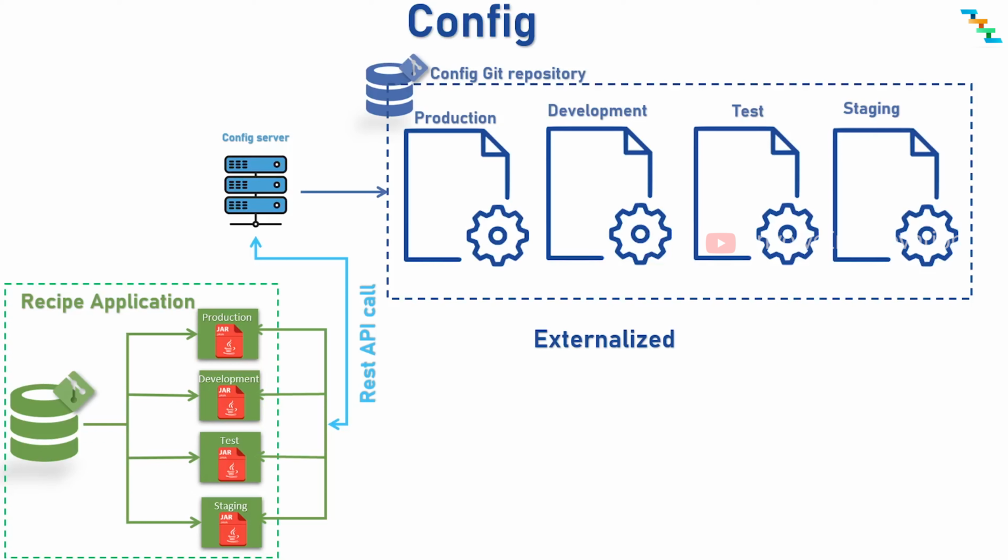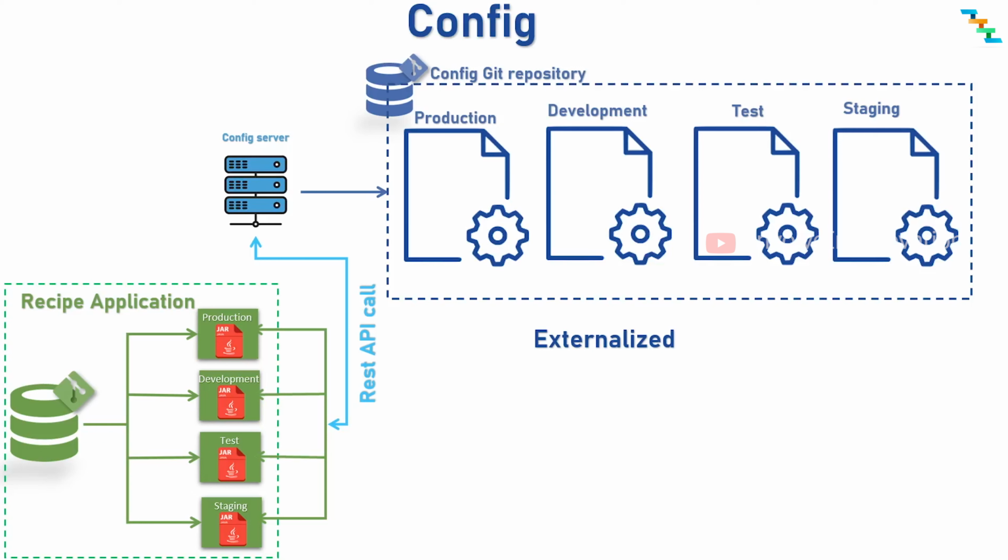Based on the environment parameter sent by the application, the config server provides the required configuration for that particular environment. Since the configuration files are present in the Git repository, all the changes are trackable and we can get all the benefits of the version control system. The configuration is externalized, not part of the application code base, and can be changed or managed at the application runtime.